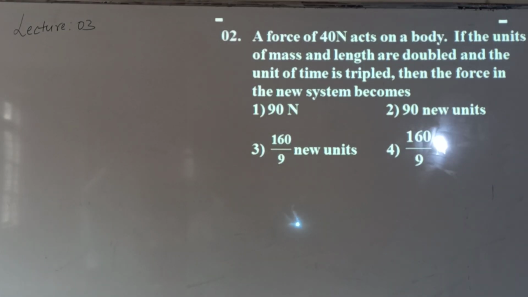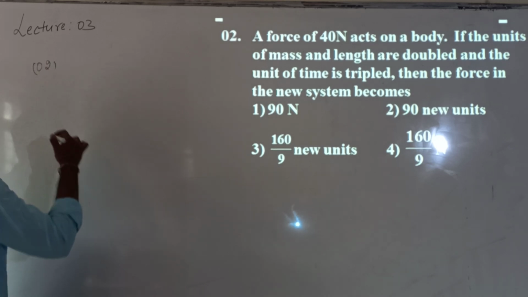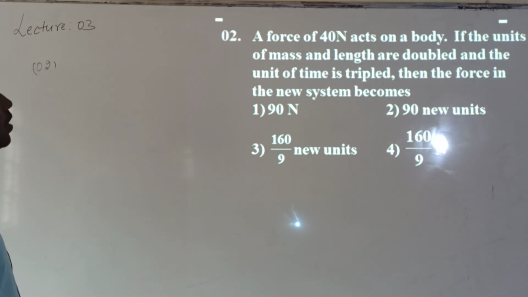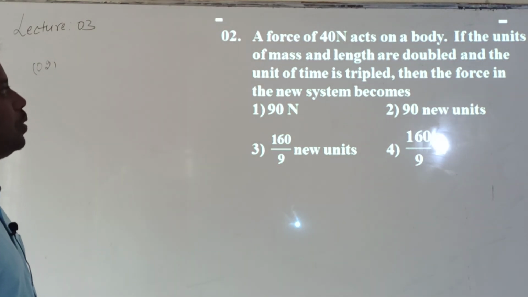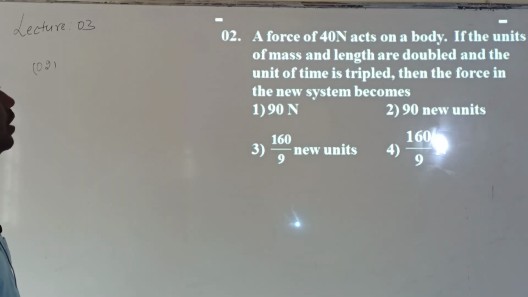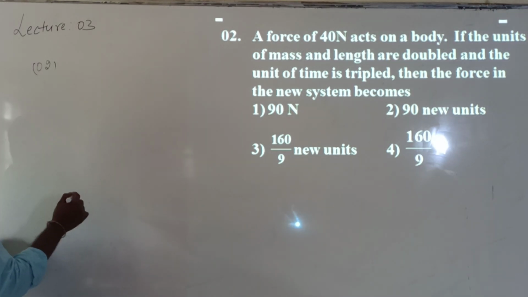So this is Level 2A class work. Question number 2. I have selected some important models. The question is: a force of 40 newtons acts on a body. The units of mass and length are doubled and the unit of time is tripled. What is the force in the new system?